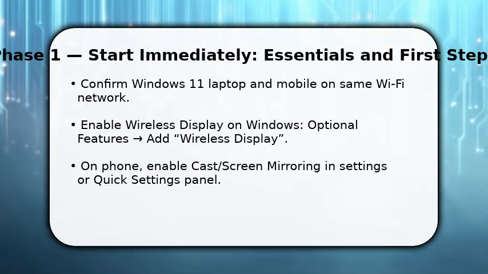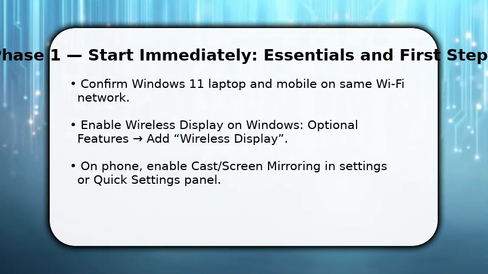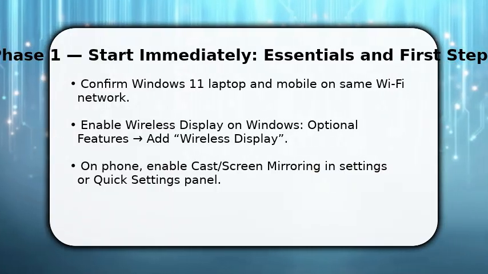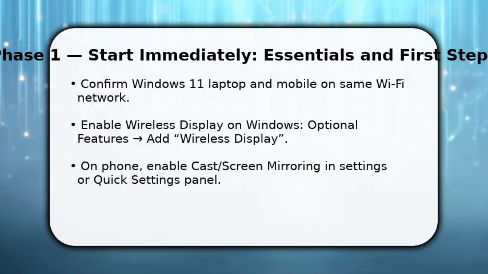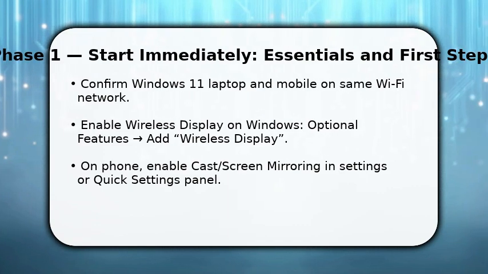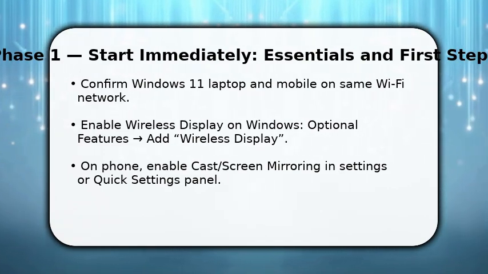On your phone, pull down Quick Settings and tap Cast or Screen Mirroring. Grant permission to search for devices. These steps set up discovery and the protocol, so the phone can find the laptop and negotiate the video stream.